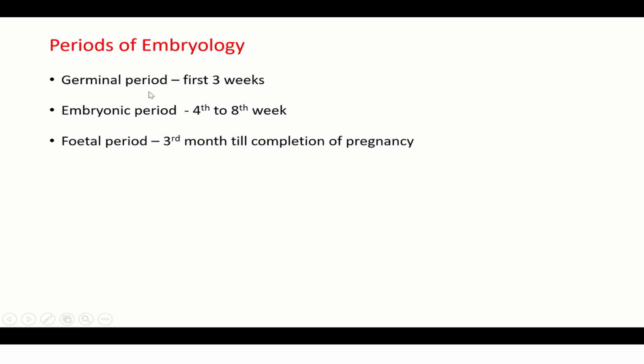Before going to the first week development, let us see the three different periods in gestation: the germinal period, which is seen in the first 3 weeks, the embryonic period, 4 to 8 weeks, and the fetal period, from the third month till completion of pregnancy.